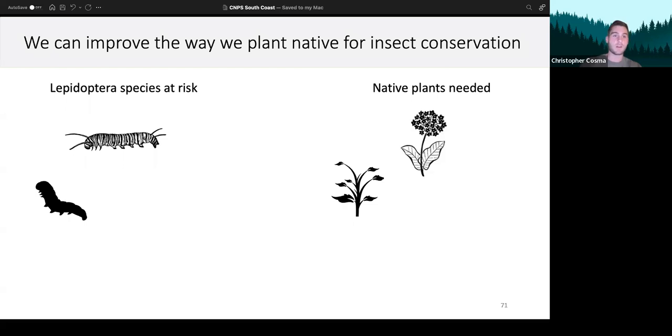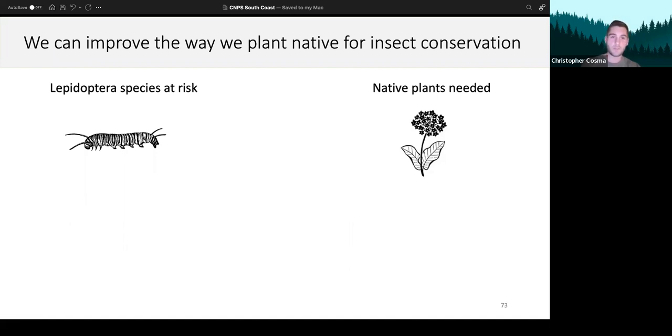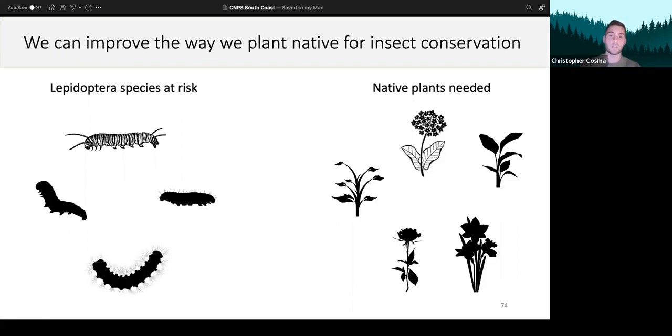But as the list of endangered or threatened or at-risk Lepidoptera grows larger and larger, which it is, the list of native plants that we need to support them also grows. So effective Lepidoptera conservation means moving from this restricted focus on individual species and interactions, like the monarch-milkweed relationship, to entire communities of threatened Lepidoptera species.